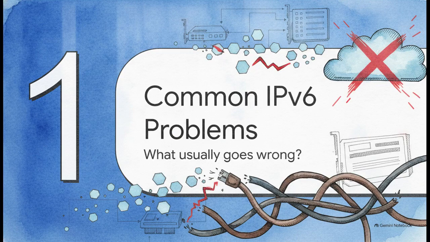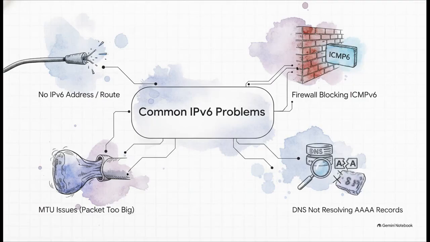Diving right into Section 1, Common IPv6 Connectivity Problems. Let's look at what actually goes wrong. These are the universal symptoms you'll want to look out for. Now, sometimes it's super obvious, right? Like no IPv6 address assigned or a missing default route. But often, it's way more subtle.